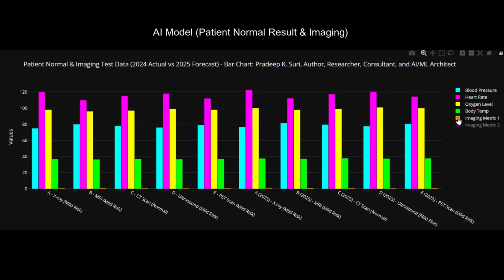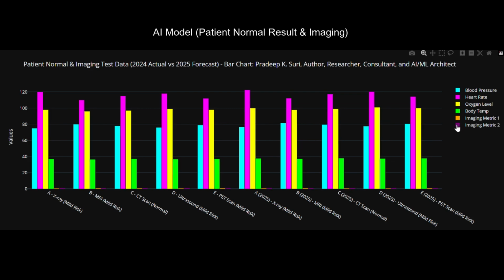It also generates forecasted test values for 2025 by assuming a 2% increase in all numerical values while maintaining the same diagnosis labels. The final section combines the actual, 2024, and forecasted, 2025, data into a single dataset, formatting the x-axis labels to include patient names, imaging tests, and diagnostic results. Using Plotly, the program creates a grouped bar chart to visualize variations in test metrics across both years.